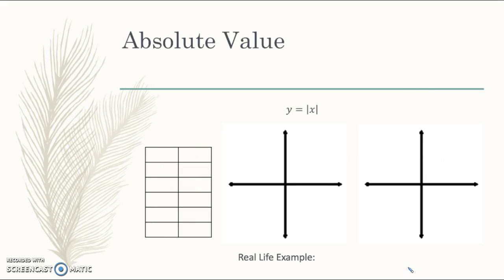And our last one is absolute value. Absolute value is y equals the absolute value of x. That's what these bars mean. Absolute value just means distance from 0. So the absolute value of something will always be positive, because I will never have a negative distance.